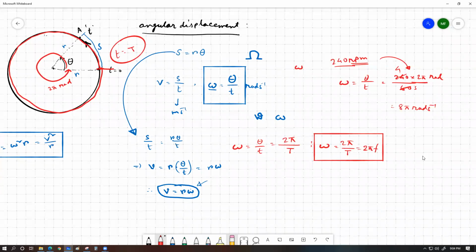Let's say it might so happen that the object is going around a circular track, but for the purpose of a math problem that we are solving, we are only observing the particle to move from here through, let's say, 90 degrees.